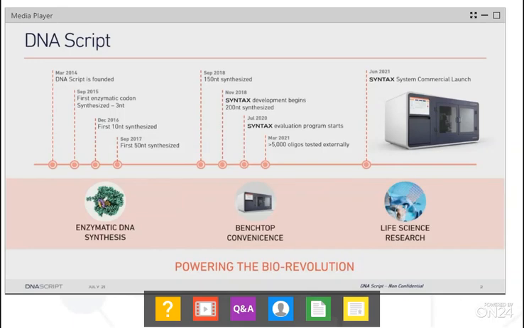At the time we were able to synthesize an oligo of 200 nucleotides, we initiated the development of a benchtop instrument and transitioned from EDS on a lab bench to EDS in an automated system that can produce 96 six-mer oligos in a single run. Since then, we have successfully reached the commercial launch of the Syntax system in June of 2021, with the aim of powering the biorevolution with on-demand DNA.